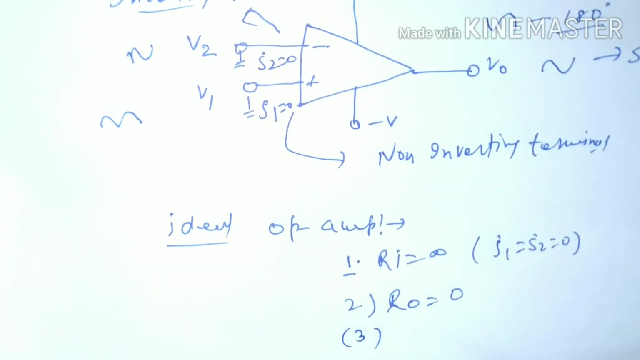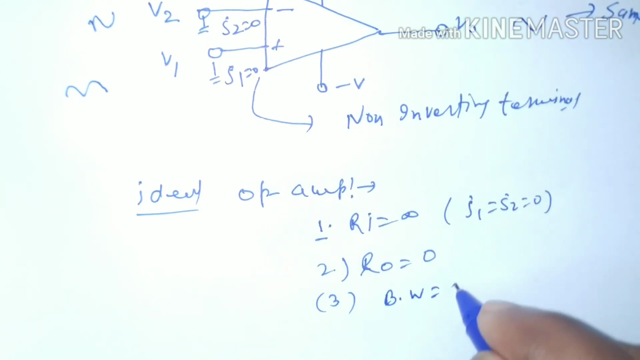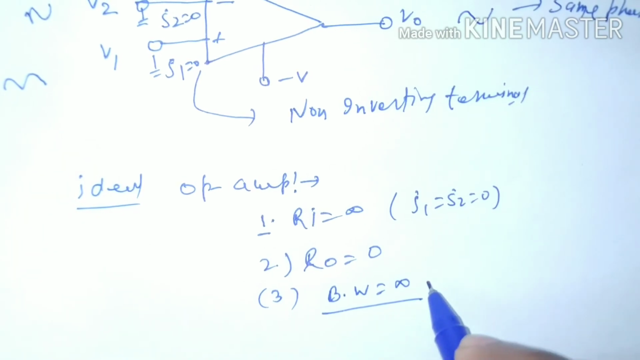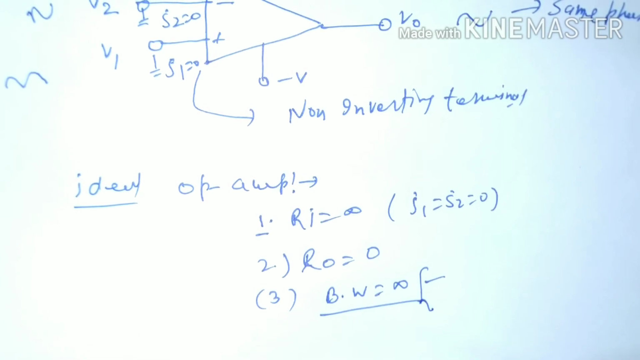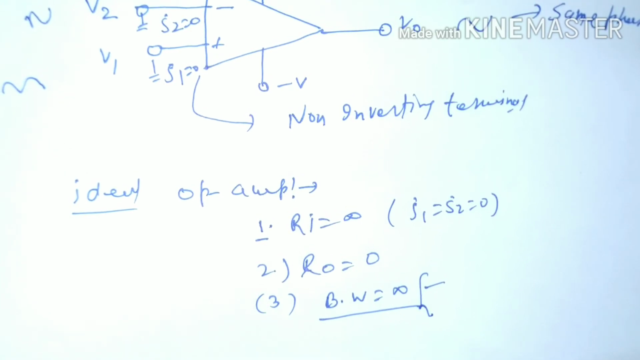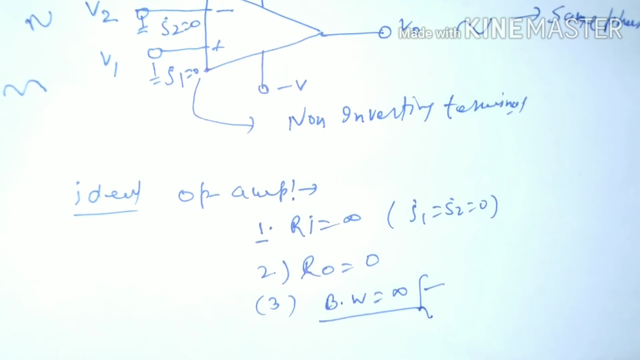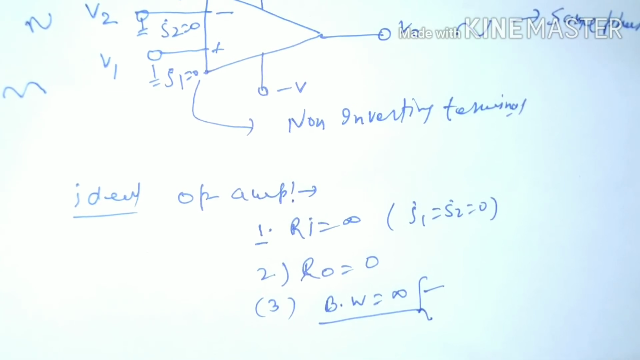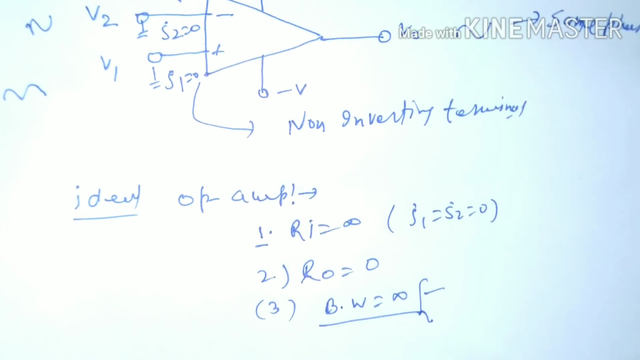The third property is that its bandwidth will be infinite. What is its benefit? If any device has infinite bandwidth, that means it behaves equally for lower frequency signals and higher frequency signals. It amplifies equally for lower frequency signals and for higher frequency signals. So its bandwidth will be infinite.